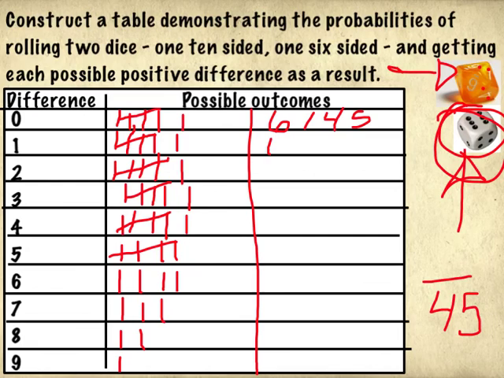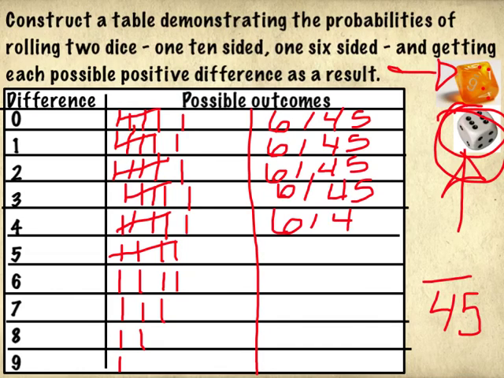My chance of getting 1 is 6 out of 45. My chance of getting 2 is 6 out of 45. My chance of getting 3 is 6 out of 45. My chance of getting 4 is 6 out of 45. My chance of getting 5 is only 5 out of 45.